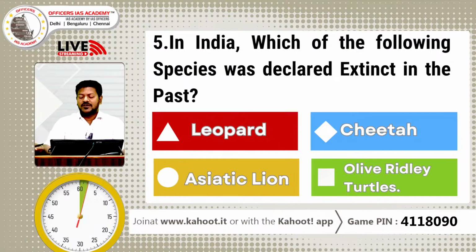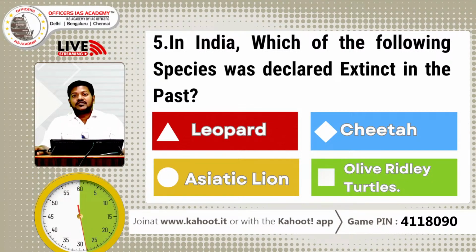The fifth question. In India, which of the following species was declared extinct in the past? Option A, leopard. Option B, cheetah. Option C, Asiatic lion. Option D, olive ridley turtles. Which of these species was declared extinct in the past in India?